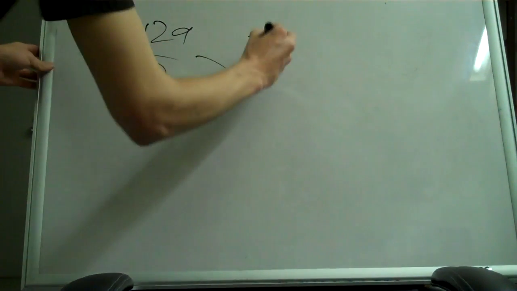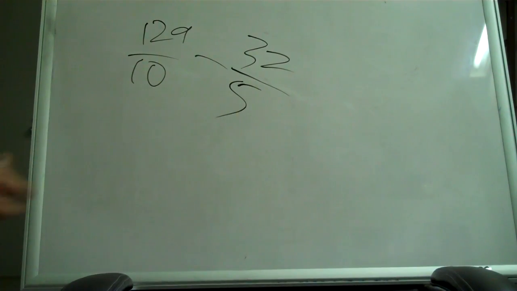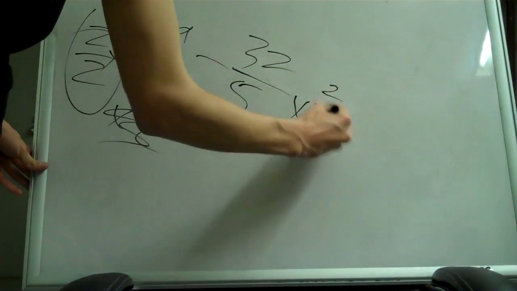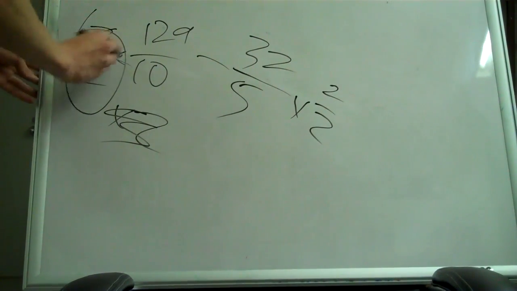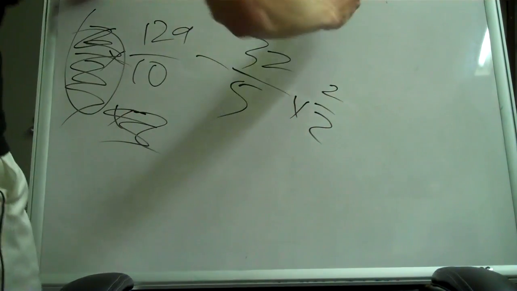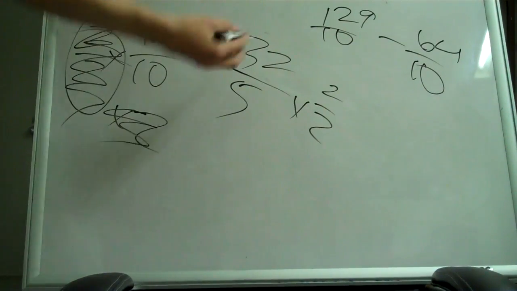Minus 6 times 5 is 30, plus 2 is 32 over 5. Common denominator, multiply by 2. Another identity. We're multiplying by 2 over 2, which is multiplying by 1. This is equal to 1, right? We don't have to multiply this by 2 over 2, we multiply that by 2 over 2. That's multiplying by 1. Same exact fraction, just a different level. So we have 129 over 10 minus 64 over 10, because 2 times 32 is 64.